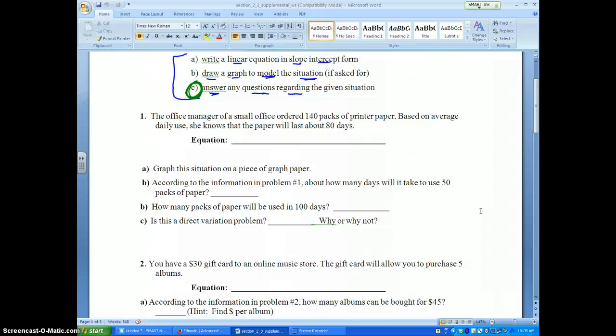The office manager of a small office ordered 140 packs of printer paper. Based on average daily use, she knows the paper will last about 80 days. And the first thing it says is write an equation. And it's got to be linear. So therefore, we know our equations in the form y equals mx plus b. Therefore, from this particular section, we all know you need to figure out what the slope and the y-intercept is.